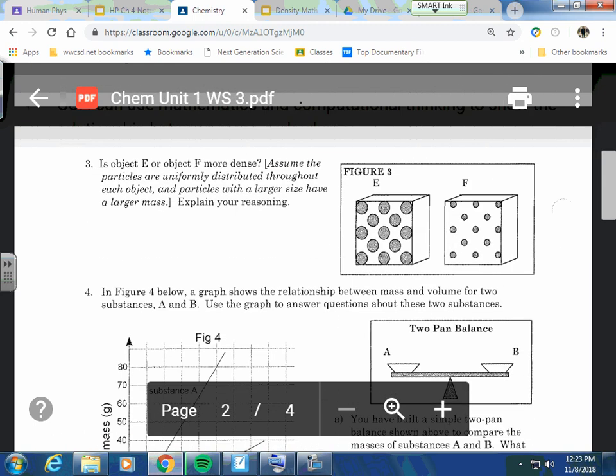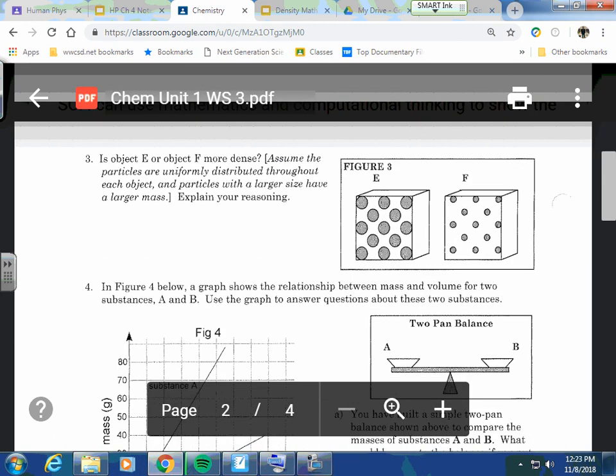All right, number 3, is object E or object F more dense? Assume the particles are uniformly distributed throughout each object and particles with a larger size have a larger mass. Explain your reasoning. Ooh. E would be more dense. Does everybody agree with that? Why? Can I say less space in F?